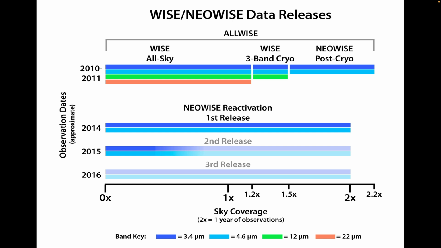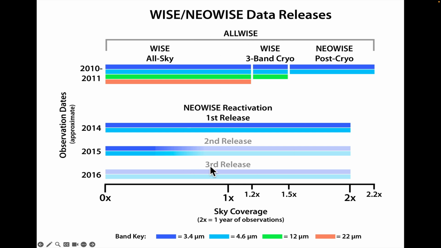There are several different data releases shown here. The WISE All Sky release corresponds to when all 4 channels were operating. The 3-band cryo release corresponds to that relatively brief time when only 3 bands were operating. The NeoWISE post-cryo release consists of when only 2 bands were operating near the beginning of the mission. All WISE is called that because at the time we thought that was all there was going to be.